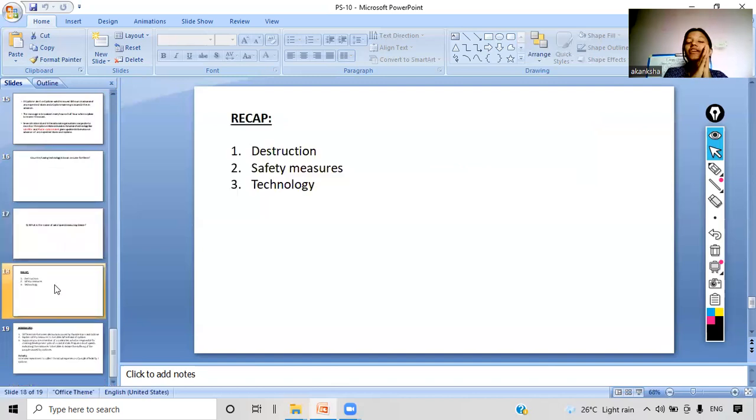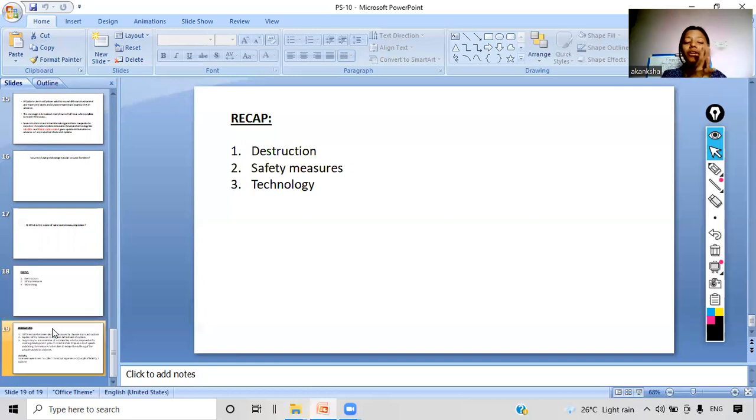Moving on ahead, now we will start our recapitulation. So what all things we studied today? We studied about the destruction caused by the storms and the cyclones. Second point, we discussed what safety measures we should take during a thunderstorm and cyclones. And then we studied about the different technologies that help us in detecting the storms and the cyclones. So this was all the recap.